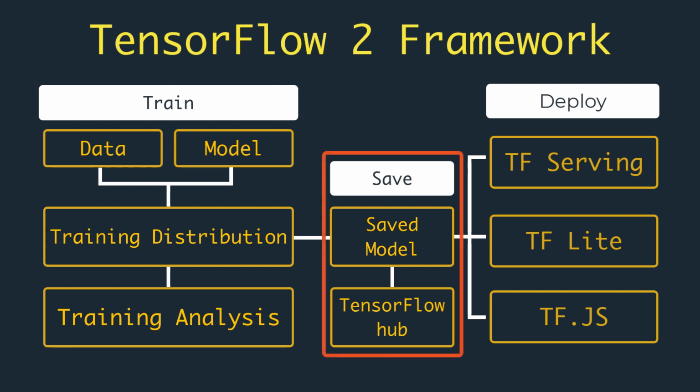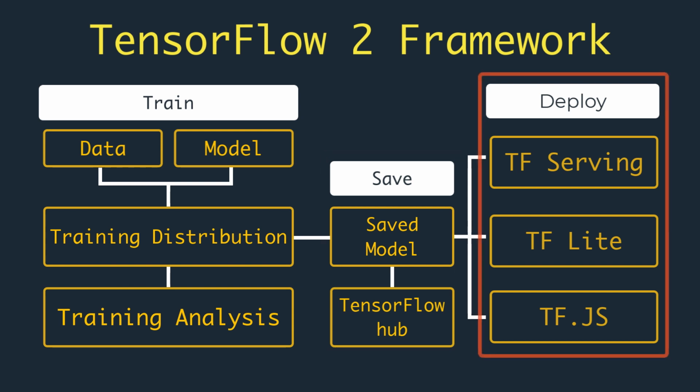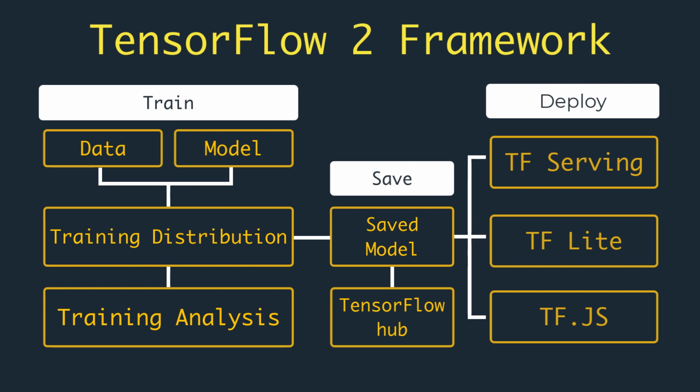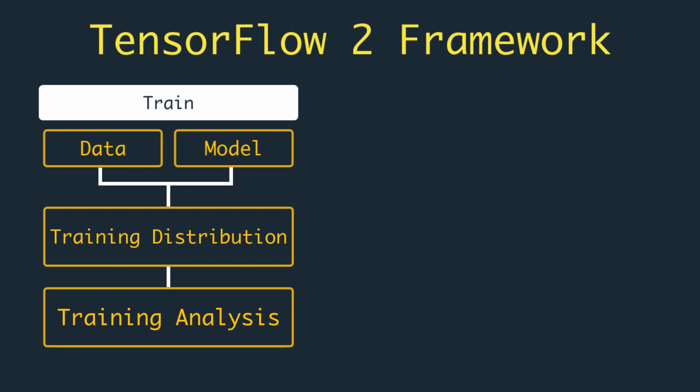In the next phase, we save the model to a file which can later be deployed on a production server. And the third stage is the deployment. In this, we deploy the saved model on a production server ready to make predictions on new, never-before-seen data. We are going to explain deeply what TensorFlow 2 offers for all of these stages. So let's start with the first one, which is training.